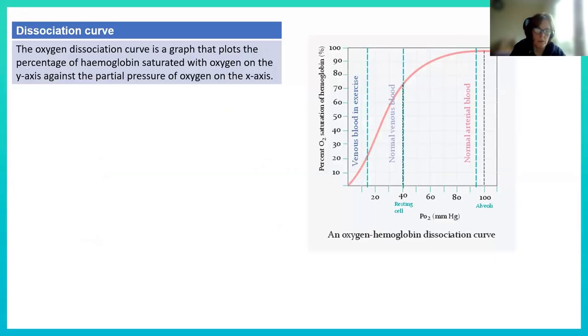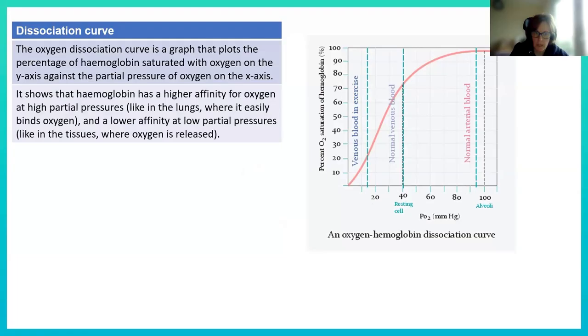So here we've got something that you need to cover. This is called an oxygen dissociation curve. And what it shows is the percentage of hemoglobin saturated with oxygen on the y-axis, which is the one that goes up, and the partial pressure of oxygen on the x-axis.